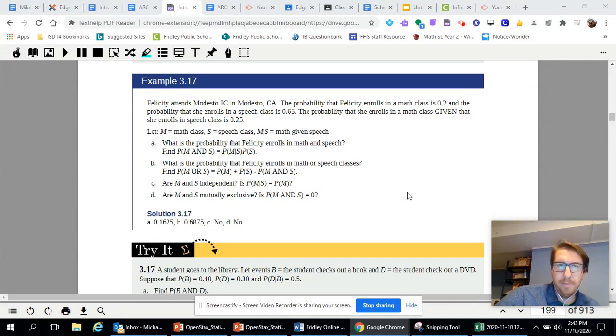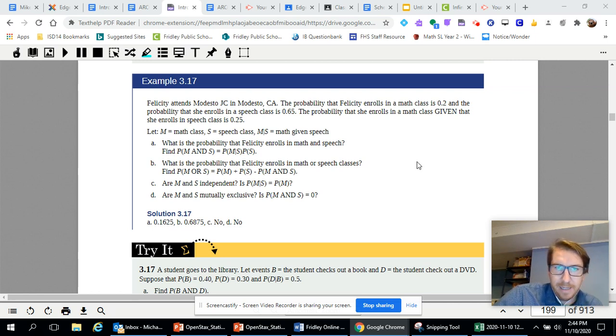All right, here's example 317 on page 191. It's talking about a student, Felicity, attending Modesto Junior College in Modesto, California. The probability that she enrolls in a math class is 20%, 0.2, and enrolling in a speech class is 0.65. The probability she enrolls in a math class given she takes speech is 0.25. So she's slightly more likely to enroll in a math class if she takes speech.